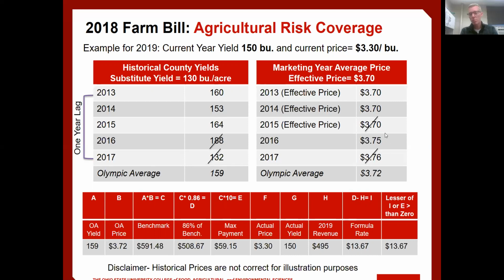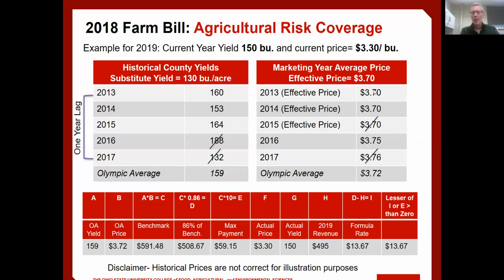We're going to do the same thing on the prices side. We're going to take the effective reference price, or the reference price, which for corn is $3.70. For soybeans, it's $8.40. And for wheat, it's $5.50. And we have a list of reference prices on our website. But we're going to substitute in the reference price for any years where the marketing year average price, which for corn is again from September 1st to August 31st, comes in lower than our reference price.